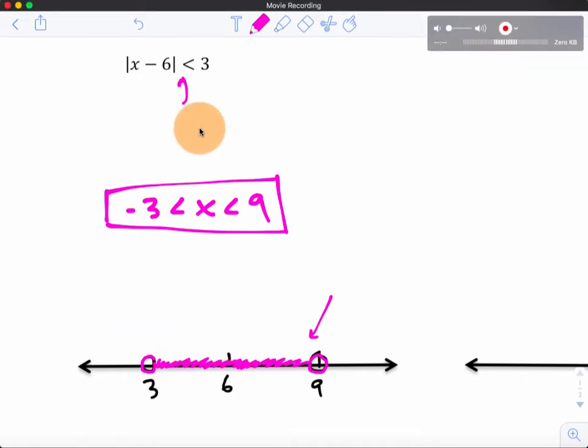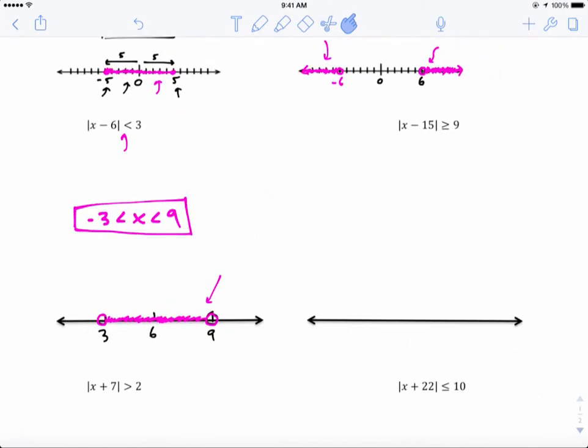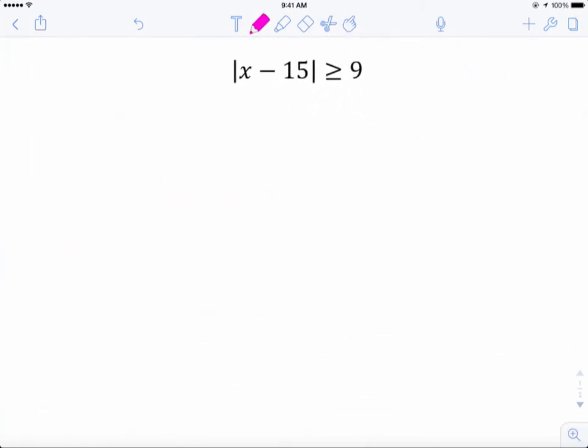So just completely using intuition and distance, right? This expression right here means the distance between x and 6. The absolute value of the difference between x and 6 is less than or equal to 3, or excuse me, just less than 3. And that's kind of the framework that I like to use to solve these sorts of inequalities. Here we're said, okay, the distance between x and 15 is at least 9.